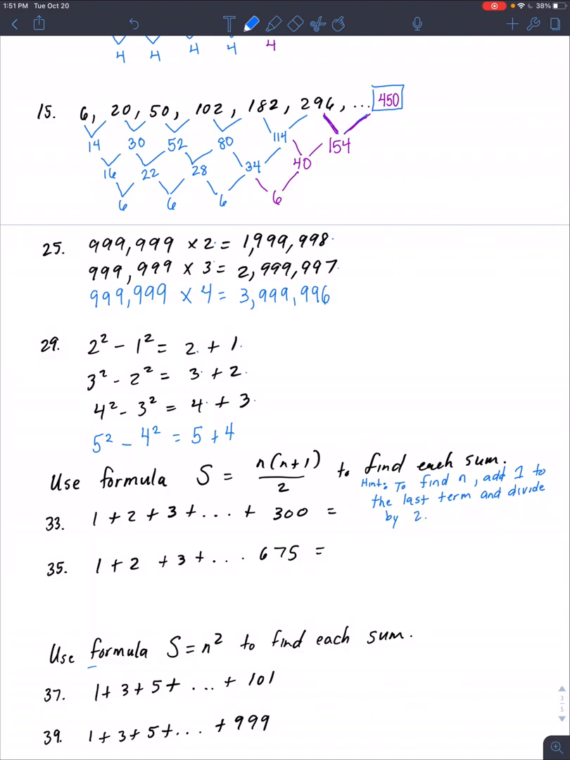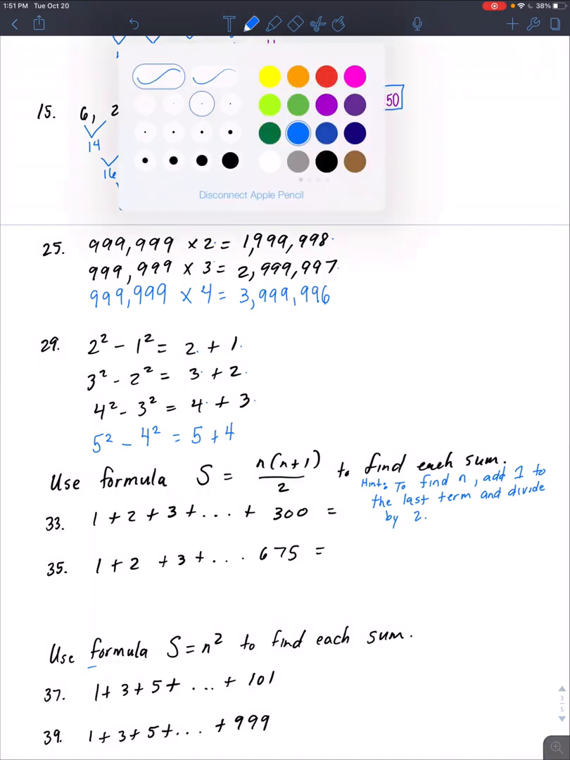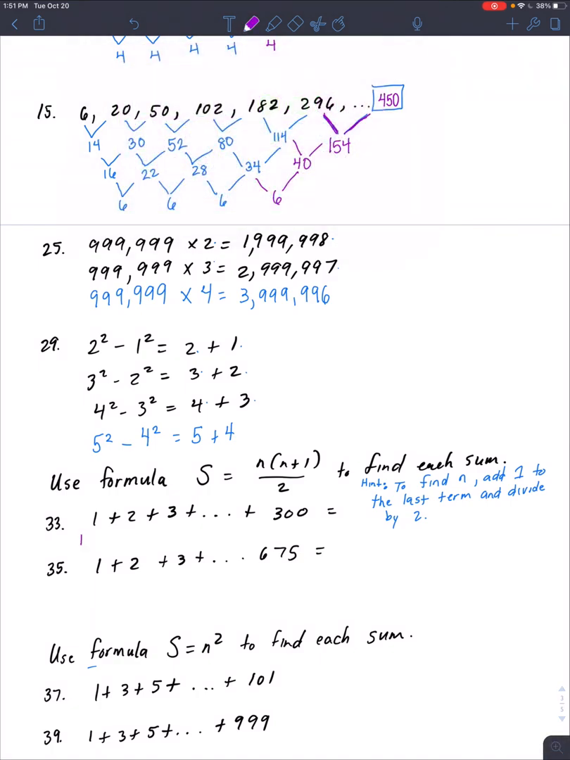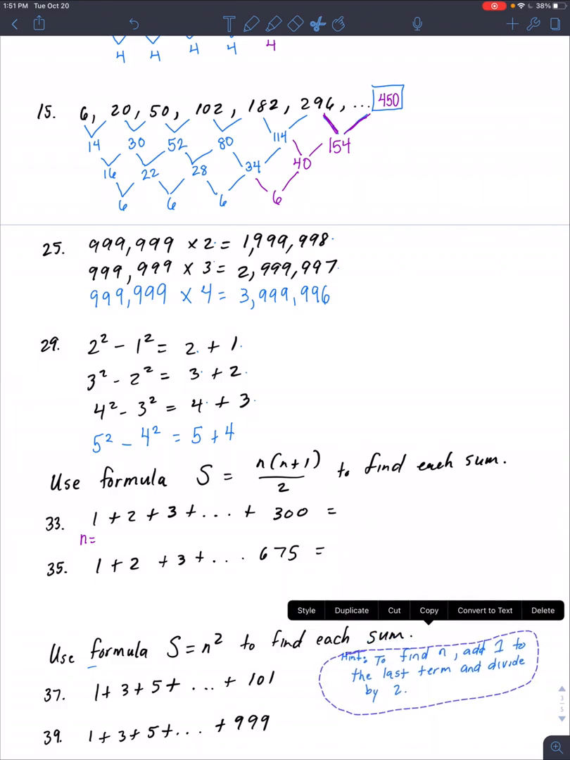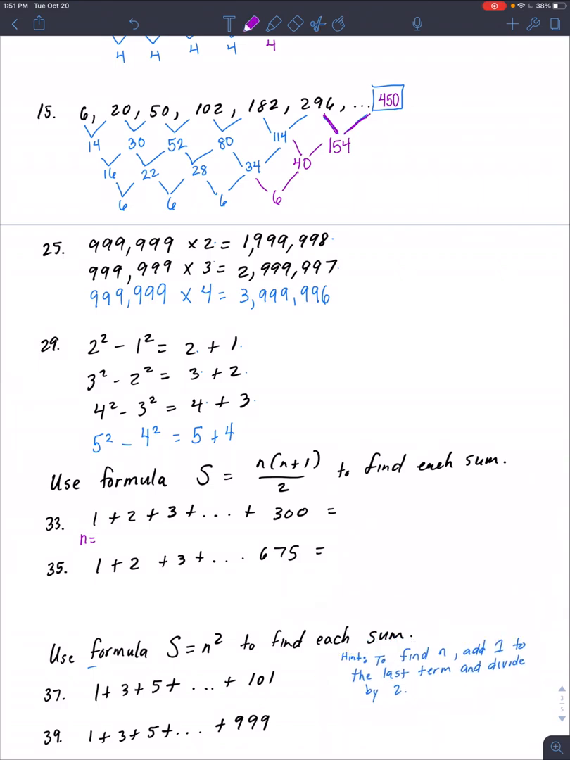Okay, so for number 33, let me put this in purple so you can see. For number 33, n is going to be... Hold up, wait up. I got ahead of myself. I'm looking at the wrong problem. Scratch that for now. We'll need that for this n squared one. Alright, sorry about that. We're just going to plug in the formula here.